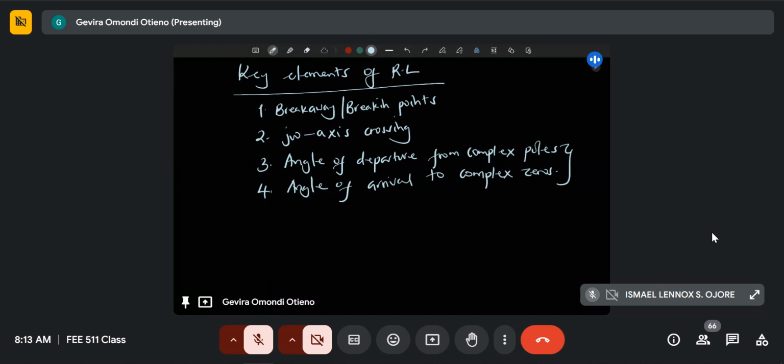But the sketch just needs to use the 5 rules, the ones that don't require you to do any calculations, except maybe when you want to draw an asymptote. The first 5 rules should be able to help you sketch a root locus without having to calculate anything. But these ones require calculations. Breakaway and break-in points require you to do calculations, j omega axis calculations, and of course the angle of departure and arrival also require certain calculations. So those are very, very important points to remember.